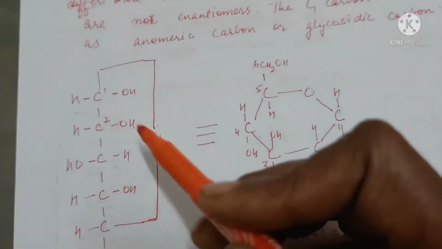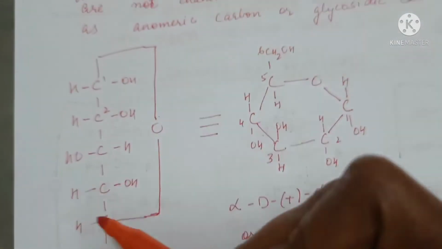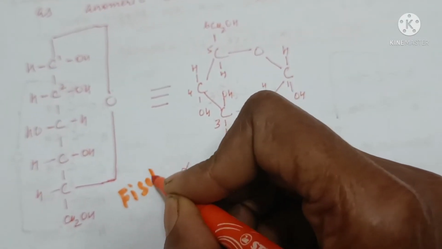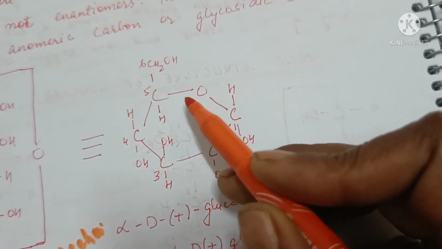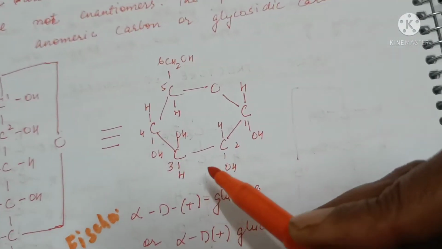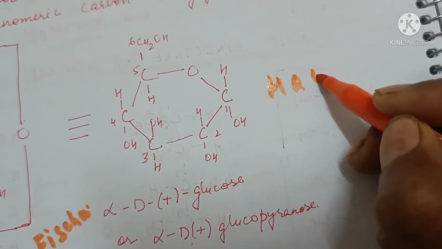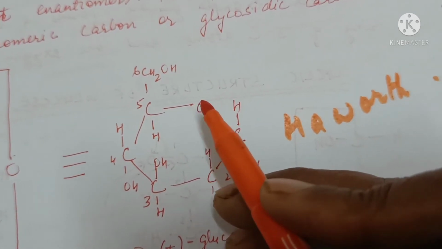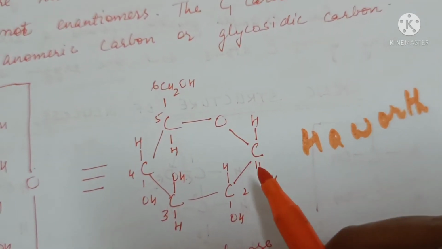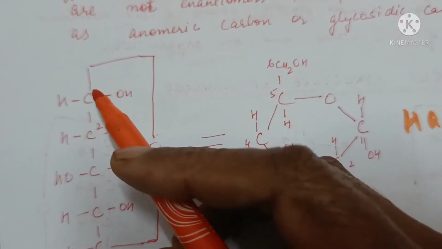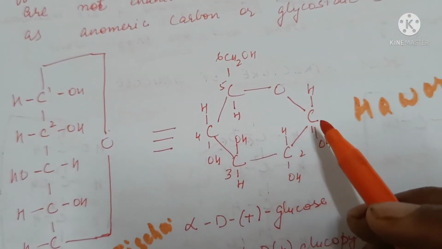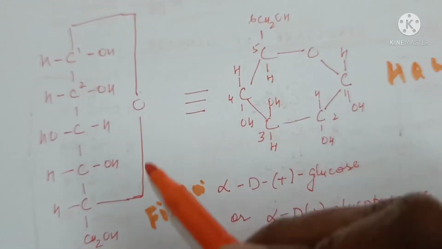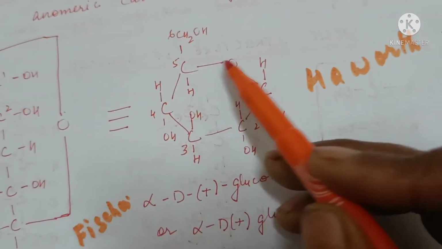Now this form of representation of cyclic structure is called Fischer representation, Fischer structure. If we represent it in the form of a ring like this, then it is called Haworth structure. In Haworth structure, we always place oxygen at this position, and the first carbon atom will be attached here. So first carbon number 1, then 2, 3, 4, 5 carbon, and because it's attached to the 5th carbon through oxygen, this completes the ring.